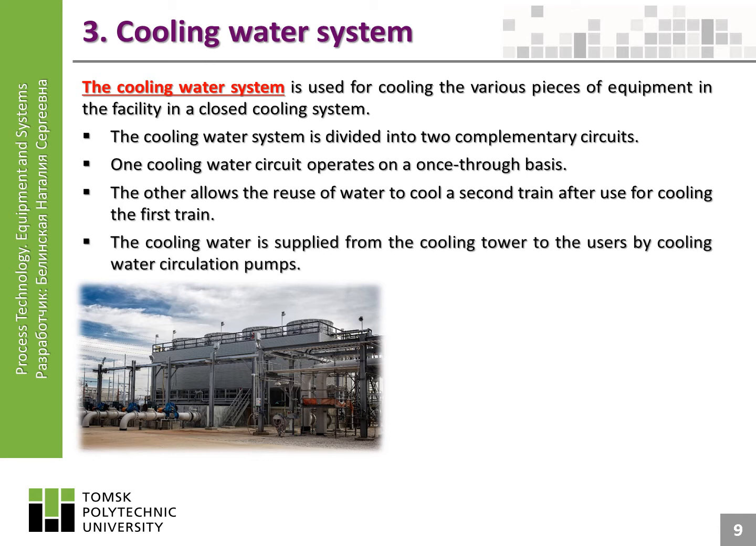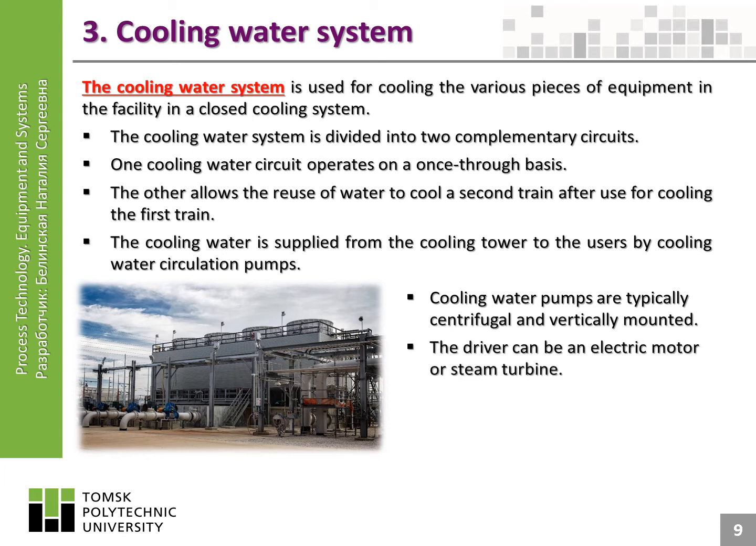The cooling water is supplied from the cooling tower to the users by cooling water circulation pumps. Cooling water pumps are typically centrifugal and vertically mounted. The driver can be an electric motor or steam turbine. Make-up water to the cooling tower is supplied from the raw water system.